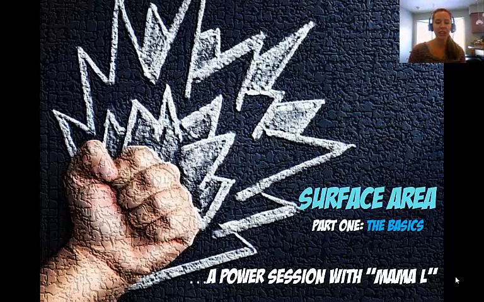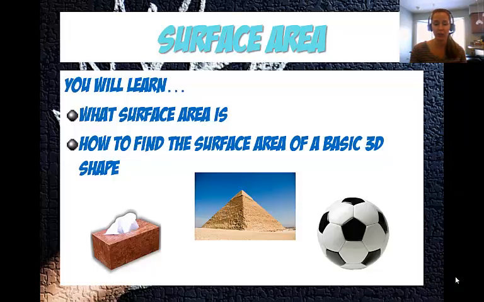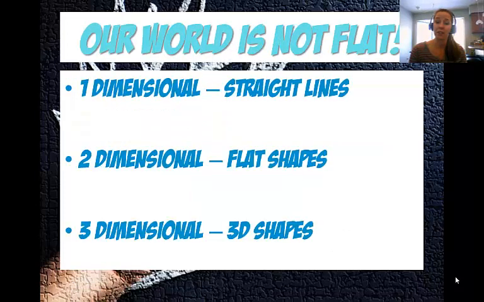We're doing surface area today, part 1, the basics. There's going to be a part 2 that involves changing the dimensions of these 3D shapes. So in this session you're going to learn 1, what surface area is, and 2, how to find the surface area of a basic 3D shape.